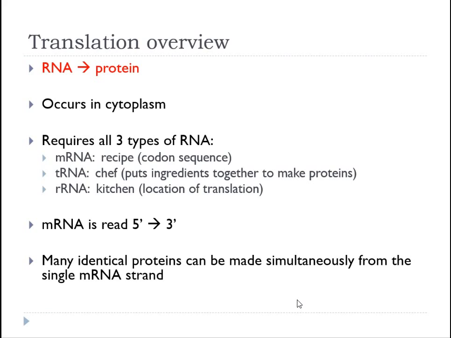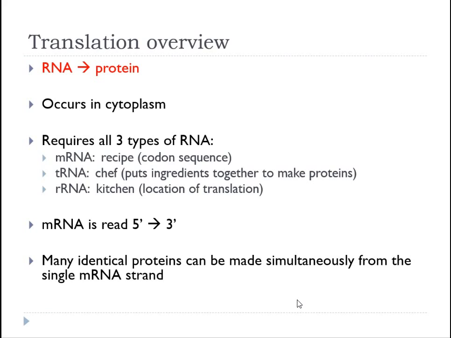And how I think about how these things are, and I'll sort of refer to them in a minute, is the mRNA is the recipe. And it's going to tell us how to put that protein together. The tRNAs are like chefs that are going to get the ingredients and put them in the correct order. And then finally, the ribosome is kind of the kitchen, the location where all of this happens.